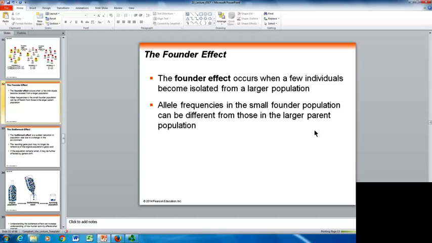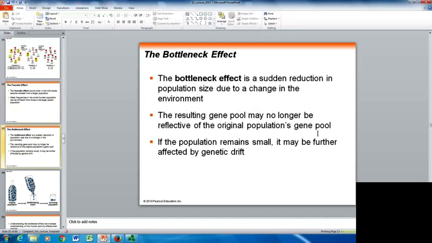So if you were to send a few individuals to a new land to survive, the allele frequencies in the small founder population can be different from those in the larger parent population. A bottleneck effect is a sudden reduction in the population size due to a change in the environment. So your resulting gene pool may no longer be reflective of the original gene population. So if the population remains small, it may be further affected by genetic drift.